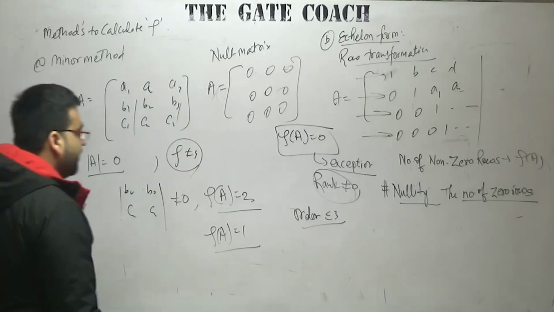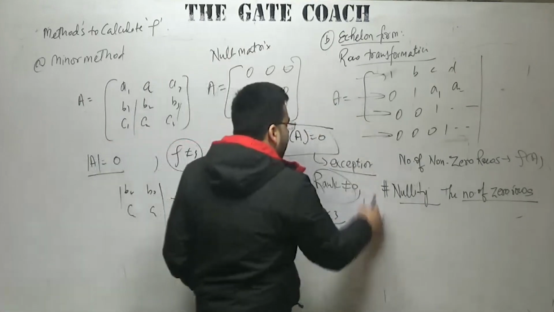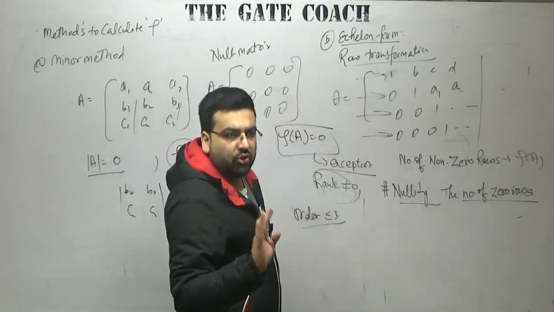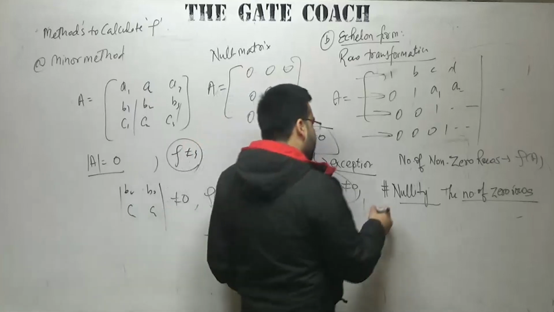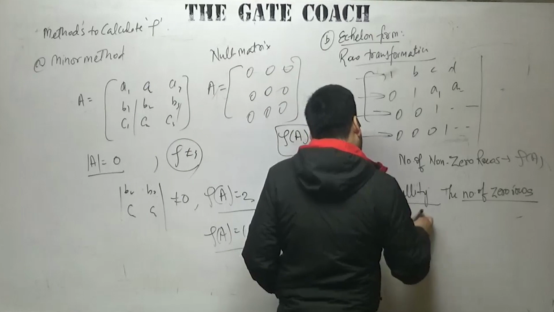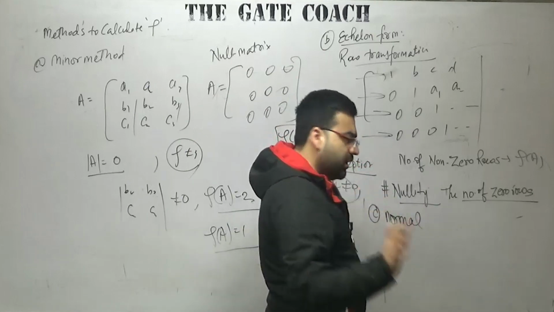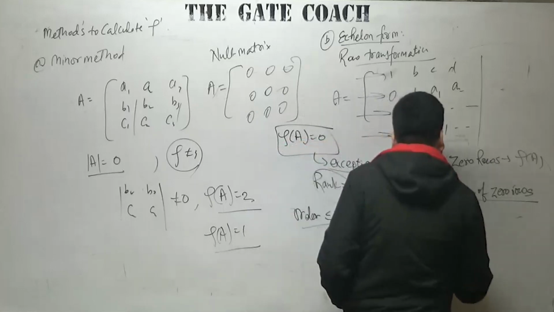Then apart from it, we also have one more form, the normal form. But I told you not to consider the normal form, because it is a little bit of a typical form. The third one is the normal form. In normal form, we try to make an identity matrix. You can use row and column, whatever you want to use. We try to make an identity matrix.